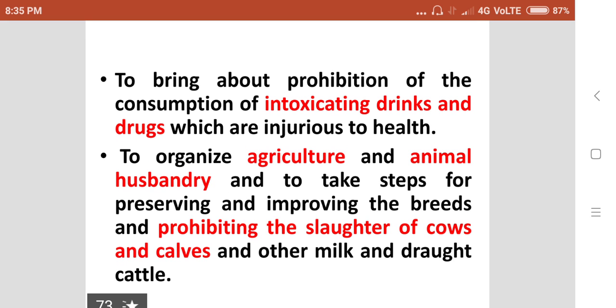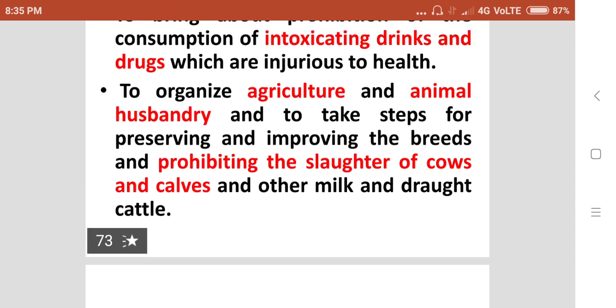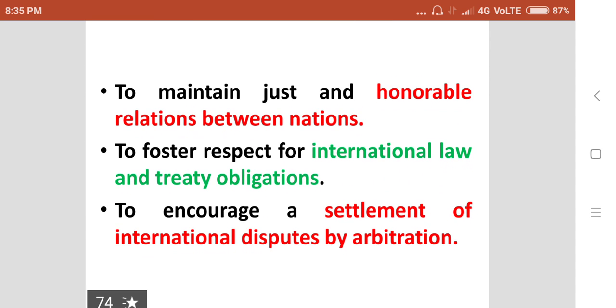to bring about prohibition of the consumption of intoxicating drinks and drugs which are injurious to health, to organize agriculture and animal husbandry, and to take steps for preserving and improving the breeds and prohibiting the slaughter of cows and calves and other milk and draught cattle, to maintain just and honorable relations between the nations, to foster respect for international and treaty obligations, to encourage a settlement of international disputes by arbitration.